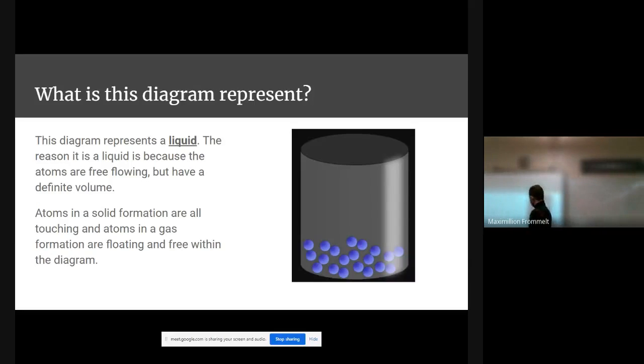The big thing is that liquids are free-flowing, but they have definite volume, so they'll always fall to the bottom and cluster there. And then, as I mentioned, atoms in a solid formation are all going to be touching and condensed. Anything that's floating freely within that diagram is going to be a gas.